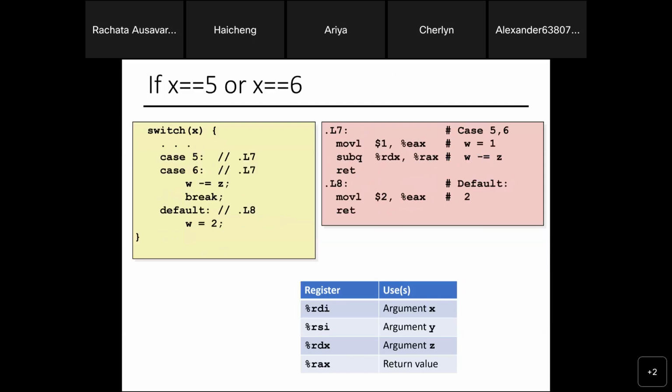Now, this is much simpler. If x is 5 or 6, go to L7. L7 is what? You start w equal 1, w equal w minus c, and return. And that's it. L8 is the default case, so you assign 2. Here, default w equals 2.